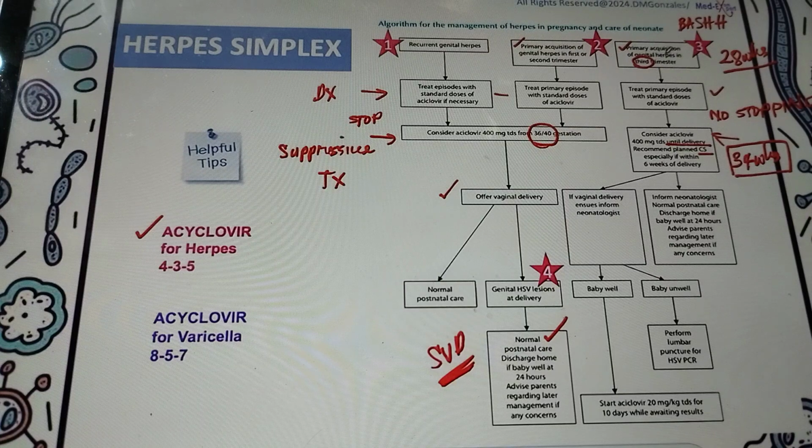So for example, you get a patient in the third trimester. You advise her to have cesarean section because it is within 6 weeks before delivery. She insisted on having vaginal delivery. It's okay, but you have to inform her of the risk and you inform the neonatologist, and then you will give the patient a different dose of acyclovir. The baby, you'll give 20 milligrams per kilogram and the mother, you will give 8 milligrams. I will show you in my next slide.